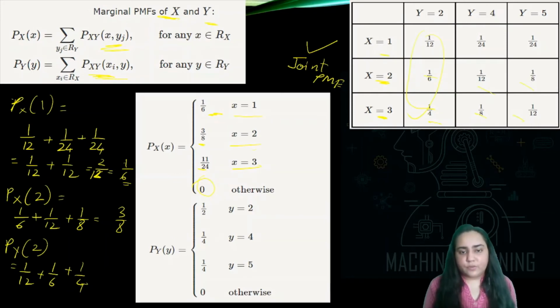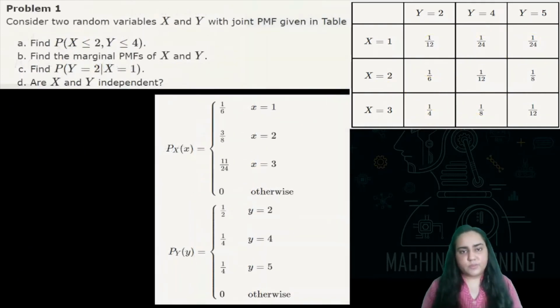And similarly, for y equal to 4, you just add 1/24 plus 1/12 plus 1/8. So basically all these values. And for y equal to 5, you just add all these values right here. So that's how you can find the individual PMFs, which are also known as the marginal PMFs of x and y. So I hope this was pretty much clear that this is your final answer for the PMFs of x and y. Now let's get back to our question.